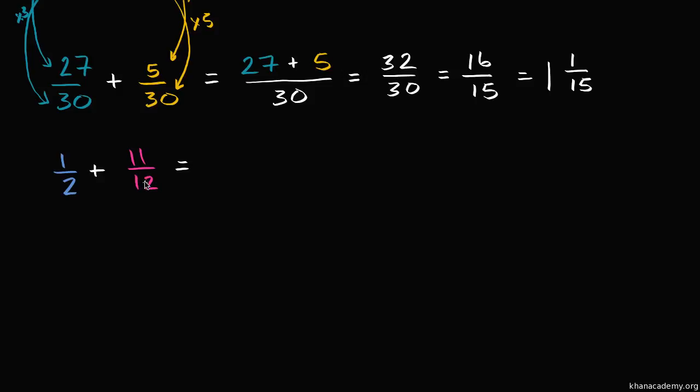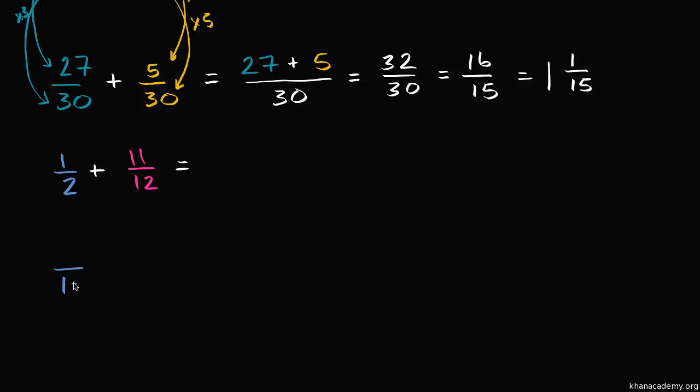We could just say 12 times 1 is 12, so you could view that as the lowest multiple of 12. Is that divisible by 2? Yeah, sure, 12 is divisible by 2. So 12 is actually the least common multiple of 2 and 12. So we could write both of these fractions as something over 12.